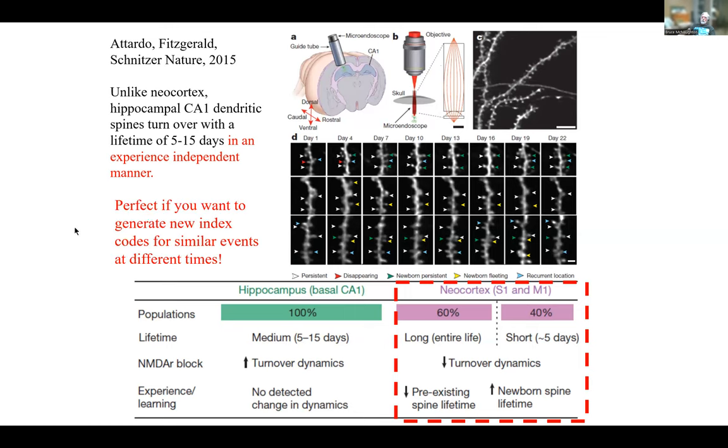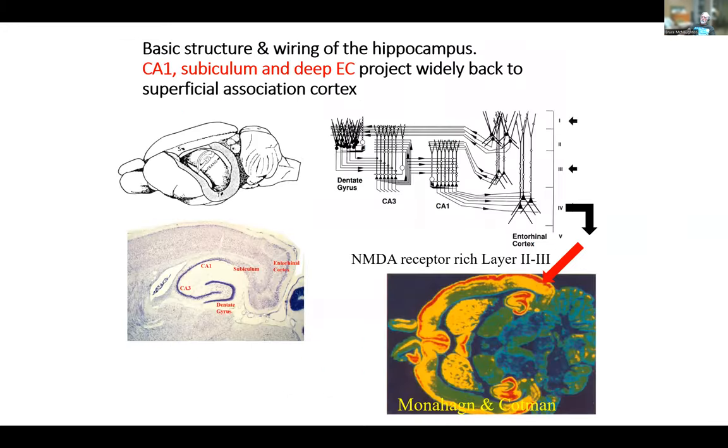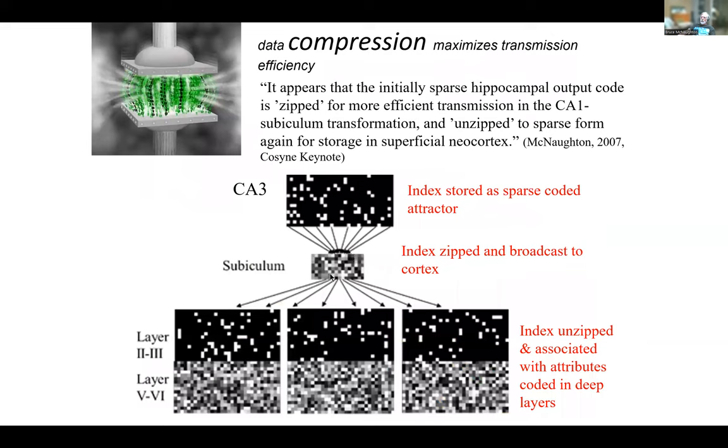And that's also good if you want to generate new index codes for events at different times. Okay, we talked about the projection from the subiculum back to the cortex and the idea that the subiculum compresses the hippocampal, the CA3 output. I left out CA1 here for simplicity. So we go from a very sparse code to a very distributed or non-sparse code, which is very useful for transmitting information as long as you don't want to store it.